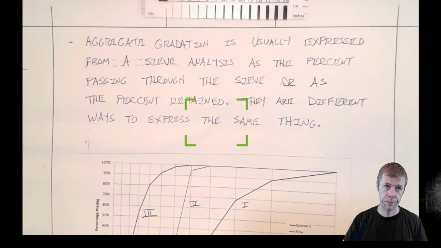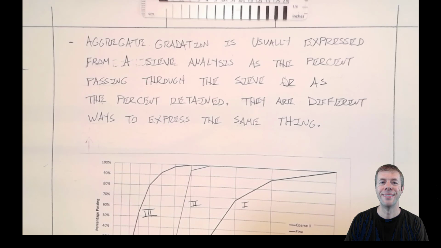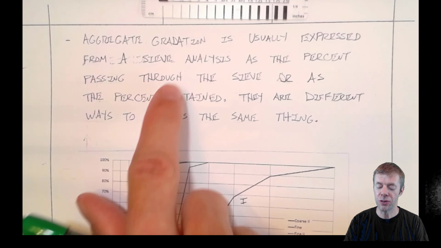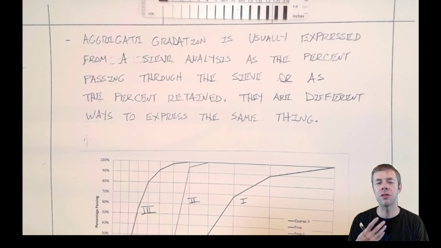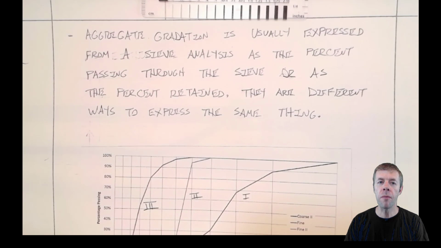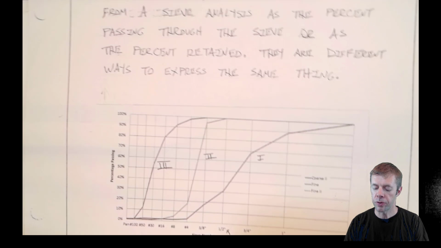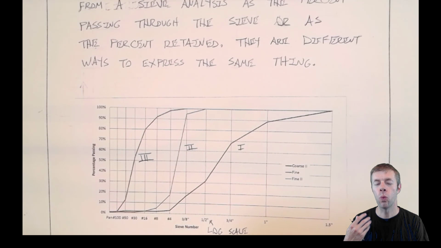The aggregate gradation is usually expressed by using something called a sieve analysis. It's where you have a bunch of screens of different sizes and you put rock on top and you shake it and shake it, and you see which ones got caught on a screen and which ones didn't. Well, from this sieve analysis, you can actually calculate something called the percent retained. And that's how much material was caught on a certain sieve.